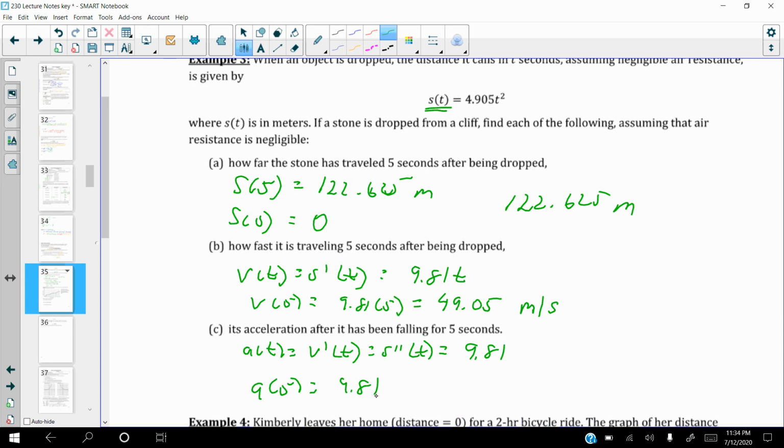So what are the units here? Acceleration is how velocity is changing over time. Well, velocity was meters per second. Another way to write that is meters per second squared. And that is your acceleration.